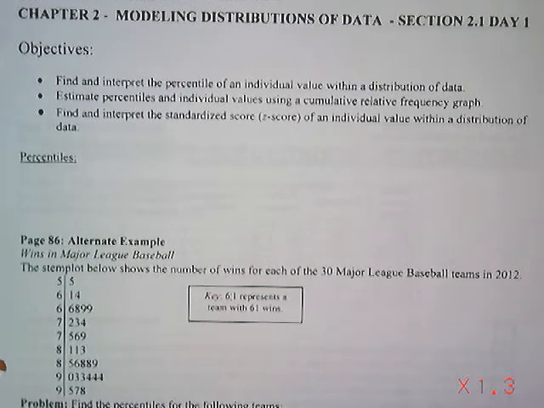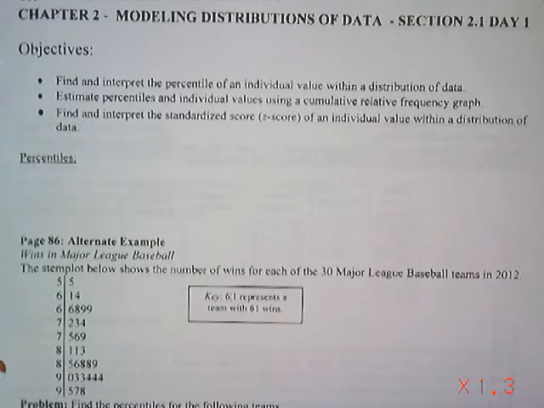So we're going to begin chapter 2, which is about modeling distributions of data. This is section 2 on day 1. Today we're going to find and interpret the percentile of an individual value within a distribution of data. We're going to estimate percentiles and individual values using a cumulative relative frequency graph, and we're going to find and interpret standardized scores, or a z-score, of an individual value.